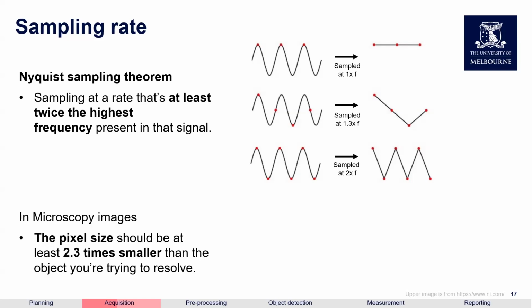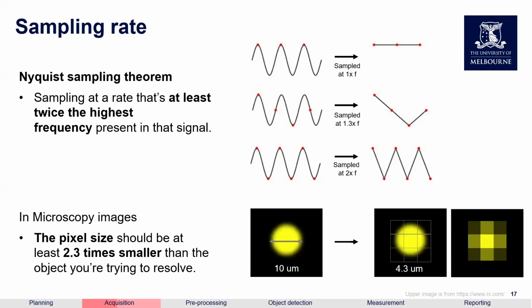In microscopy, this translates to your pixel size being at least 2.3 times smaller than the smallest object you want to resolve. For example, to resolve a feature about 10 microns in diameter, your pixel size should be no larger than 4.3 microns, which is a factor of 2.3 rather than 2, because it actually accounts for optical diffraction as well as the square shape of the pixel.